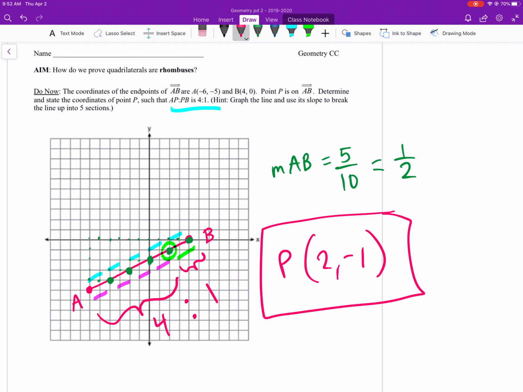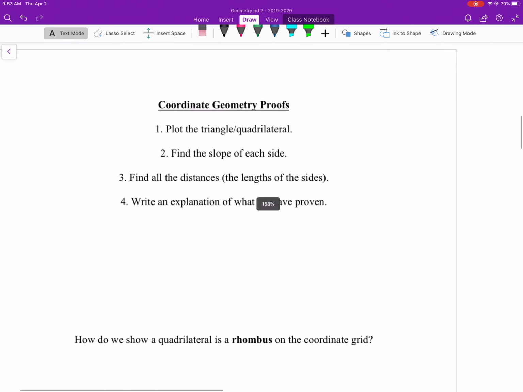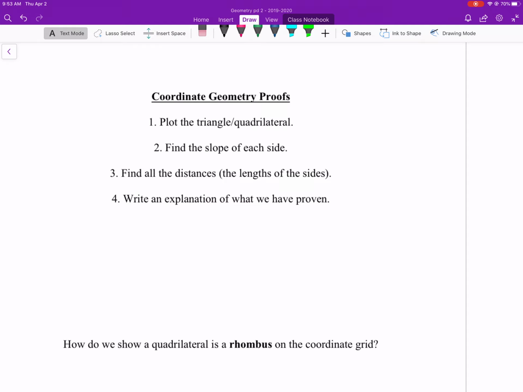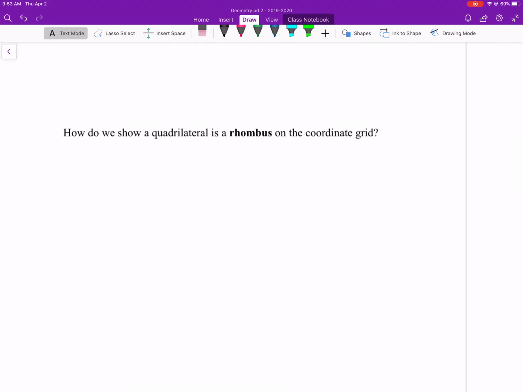Alrighty, so your aim today: how do we prove quadrilaterals are rhombuses, on the coordinate grid? So there are your steps. You plot your triangle or your quadrilateral, find all your slopes, find all your distances, and write an explanation. To be more specific in terms of proving a quadrilateral is a rhombus, we're going to use the most basic rhombus property you could think of.